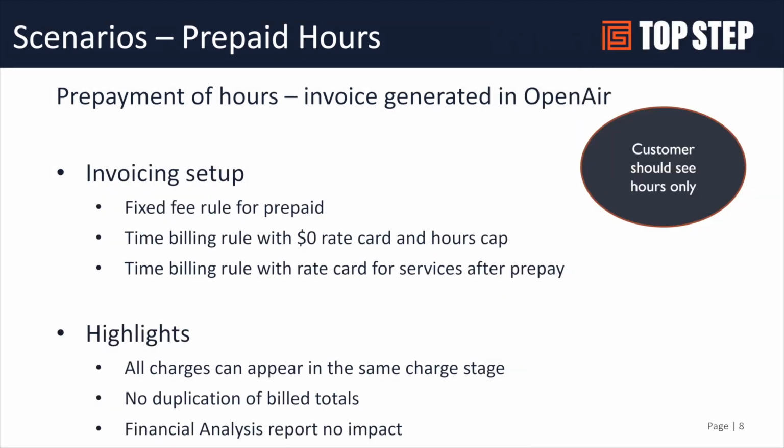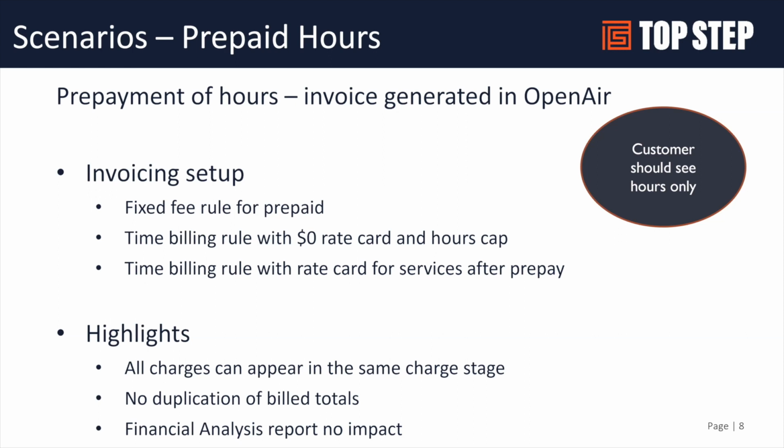So if you are generating an invoice monthly post the prepayment invoice and the customer wants to see the hours only, we don't need dollars, then generally what we see is where there's a fixed fee rule for the prepaid amount, and then there is a time billing rule with a $0 rate card and an hours cap. So I'm buying 160 hours up front, and I go ahead and pay that. I would then put a time billing rule for $0 per hour and 160-hour cap.